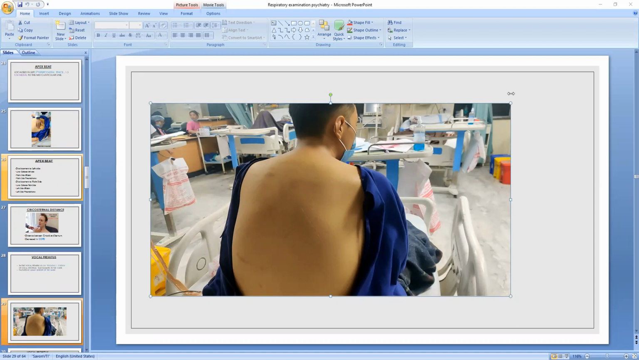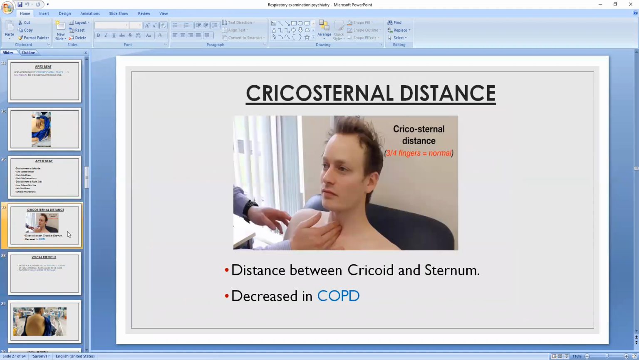You showed the previous slide about the distance. Yes ma'am. Here you have to tell how much the distance is. How many fingers? 2 to 3 fingers usually. Yes ma'am, 3 to 4 fingers. It decreases in COPD. If the patient takes deep inspiration, it seems that it is pulling inside because of the barrel shaped chest in COPD. It is called tracheal tug.